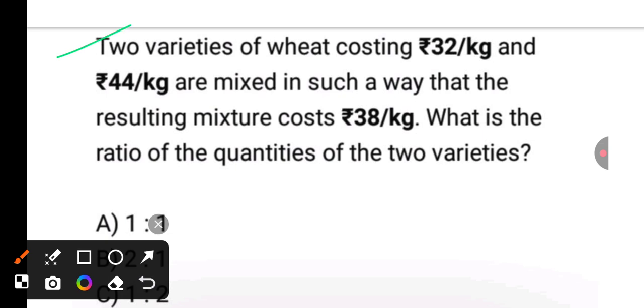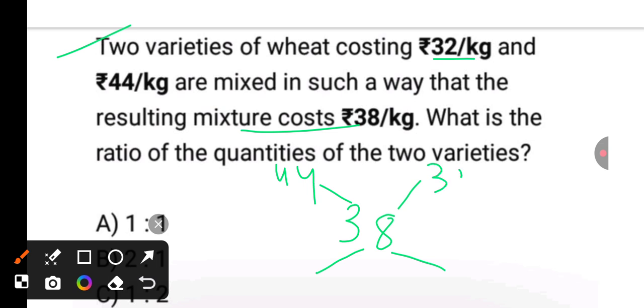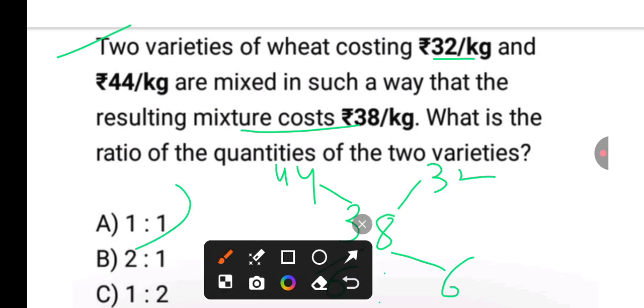Next, again it is alligation. See, the mixture is 38. One is 44, another is 32. Next is 38 minus 32, which is 6. Again 44 minus 38, again 6. The ratio is 1:1.